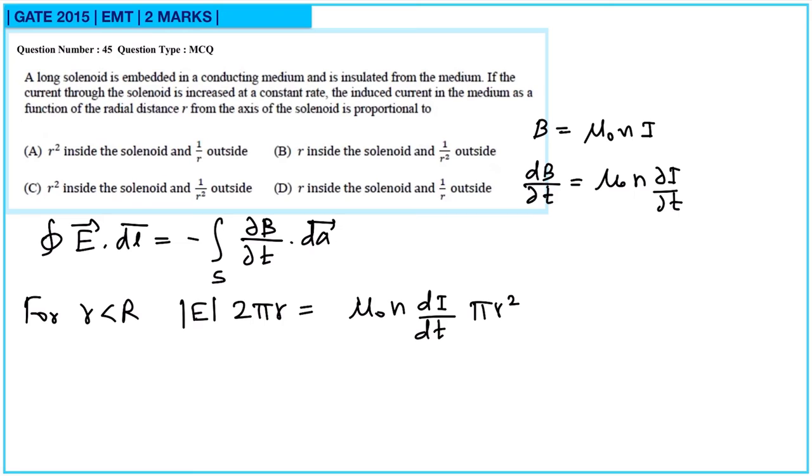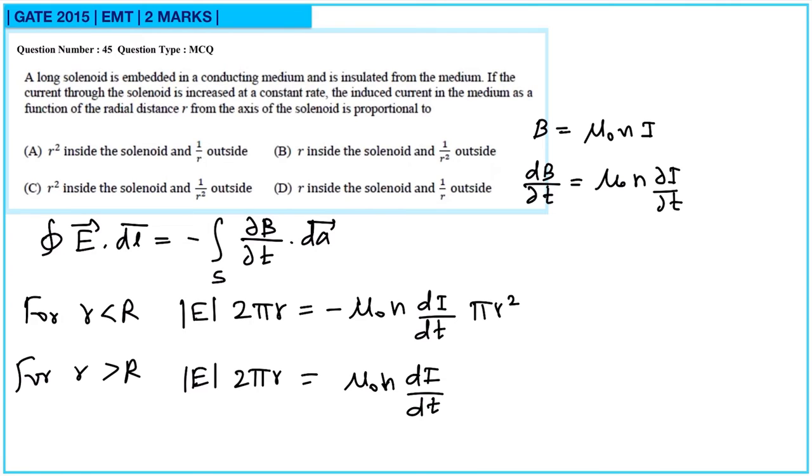So this is for r less than R. Now we have to calculate for r greater than capital R. Left hand side will be the same, E into 2 pi r. This will be equal to, here the minus sign will also be there, mu naught into N i into di by dt. Now we know that B is inside the solenoid, and B is equal to 0 outside of it.